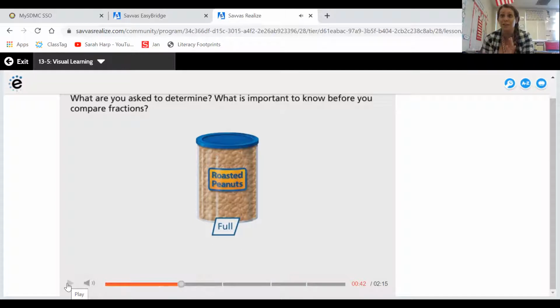All right, well, they gave us different fractions of the amount of peanuts in the jar, right? And they want to know, do you remember, who has the most peanuts? So that's where this comes in handy, okay? But let's keep watching and see some other strategies.